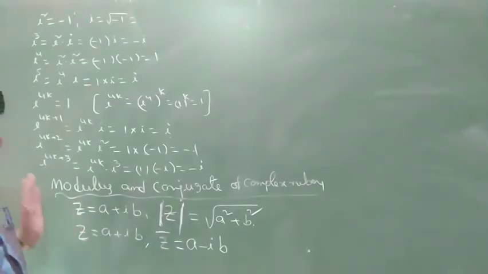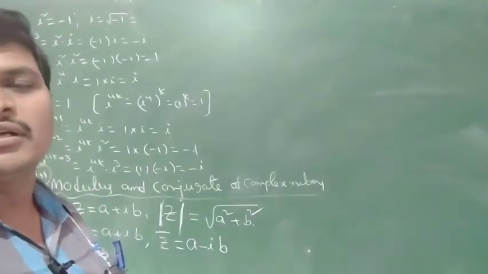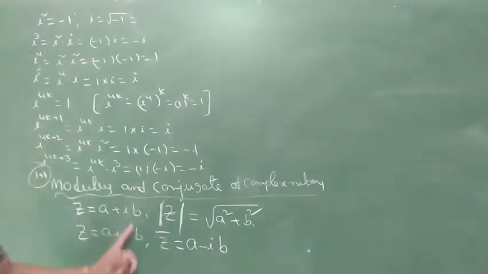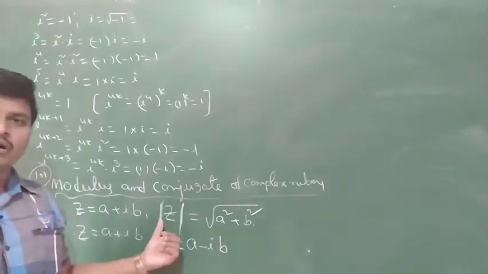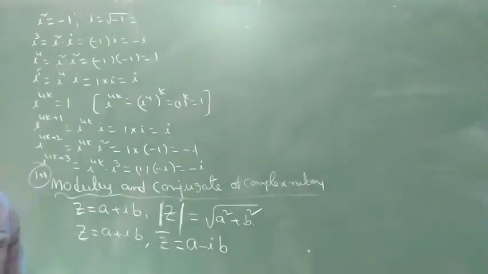This is a very important 1 mark question. What is the modulus of z and the conjugate of z? These are two important results. The conjugate is denoted by a bar, the modulus is denoted by two vertical lines. Okay?